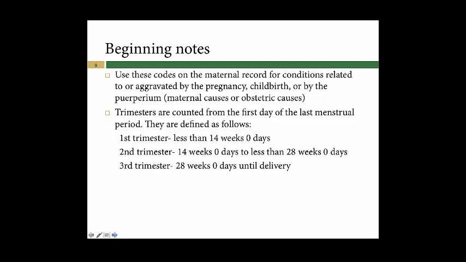So the beginning notes, this is just briefly from some of those beginning notes that we find in the start of ICD-10. We're going to use the codes on the maternal record, of course. These are codes we wouldn't use on the baby's record. We use these on the maternal record. And some of the codes, we just saw those supervision of normal pregnancy, and when we talk about the higher risk codes, some of the codes are defined by trimester, and this is how they count the trimesters. Not too different than how we would count trimesters, but very specifically.